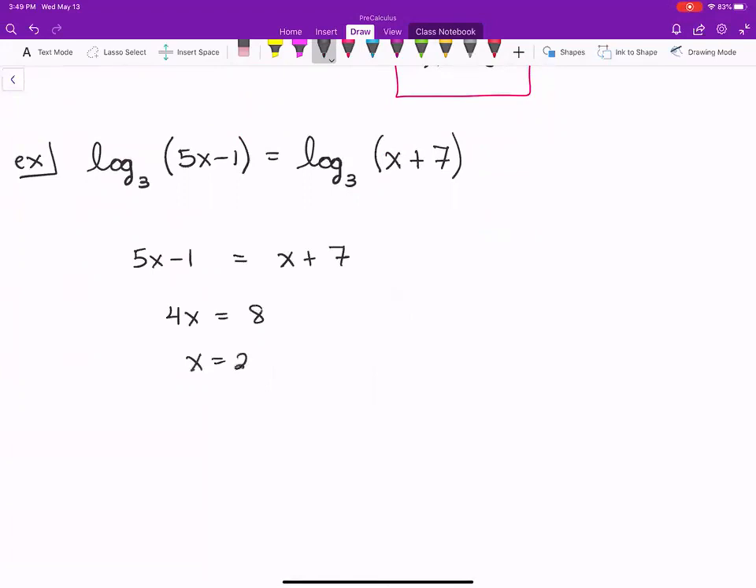Now I do realize that 2 is a positive number, but you have to make sure that when you plug it in here and here, you get true statements. So this would be what? 10 minus 1, which is 9. This would be 7 plus 2, which is 9. Yeah, we're fine. Because remember, whatever's inside of a log has to be a positive number. You can't ever get a negative.